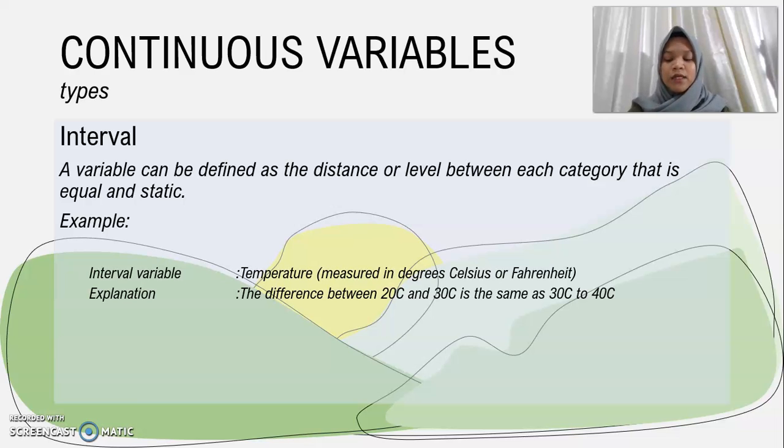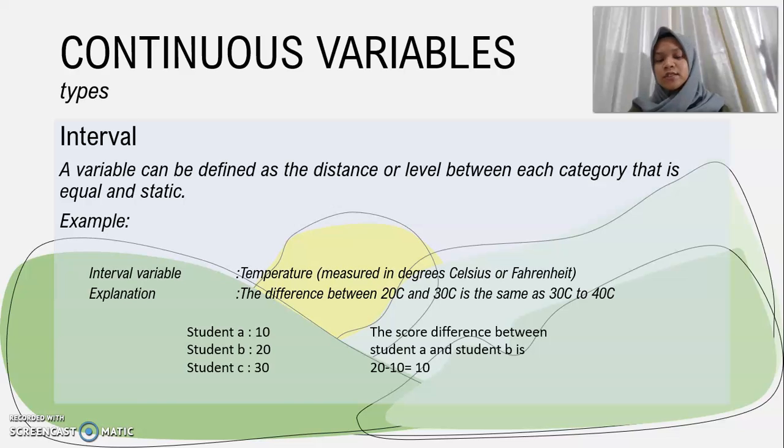We can also take an example if we are going to level the score of students in a class. So we'll see student A, we give them 10, student B, we give them 20, student C, we give them 30. The score difference between student A and student B is 20 minus 10 equals 10. If we see the difference between student C and student B, 30 minus 20 equals 10. So the difference is 10. That's why it's equal and static.